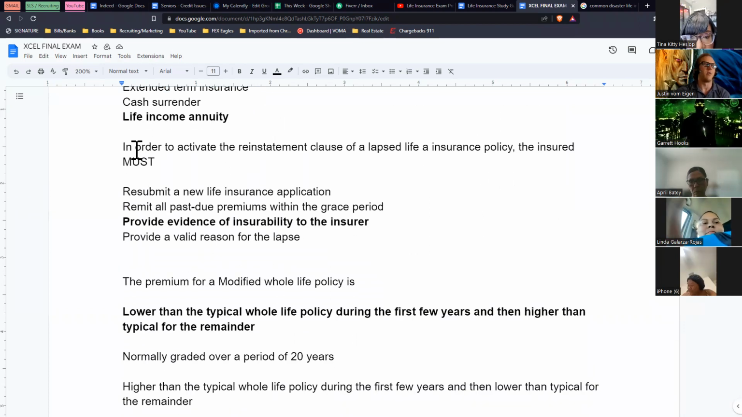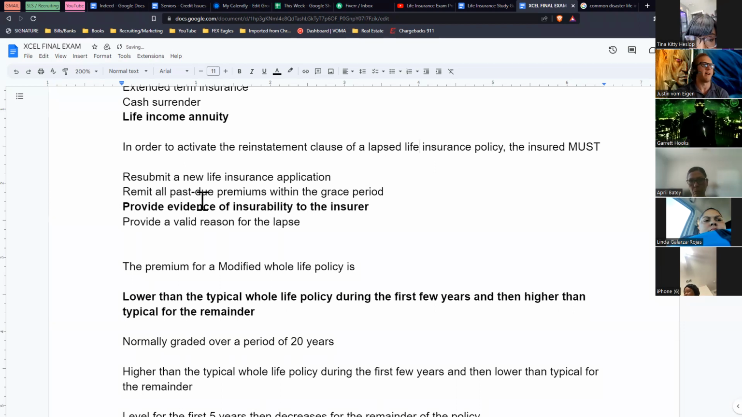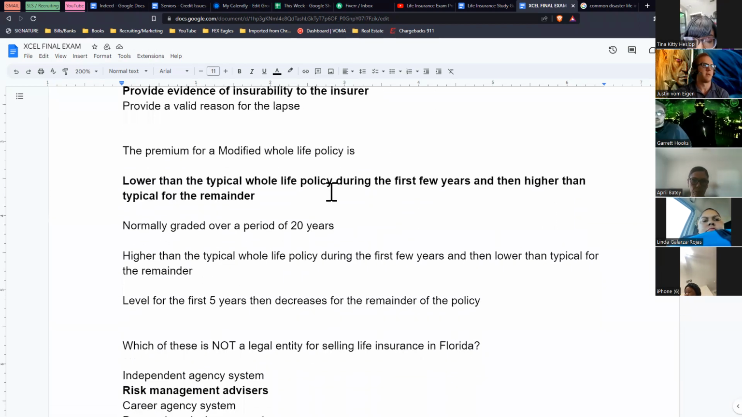Okay. In order to activate the reinstatement clause of a lapsed life insurance policy, the insured must provide evidence of insurability. Yes. The premium for a modified whole life policy is lower than the typical whole life policy for the first few years, and then higher for the remainder.